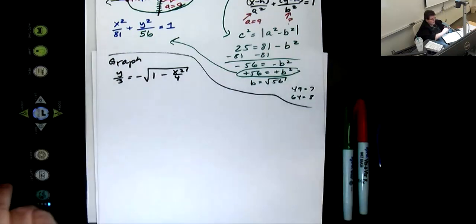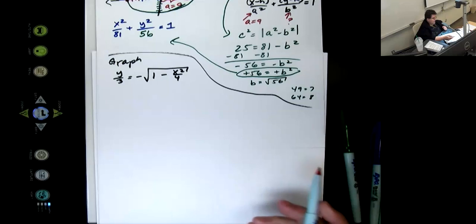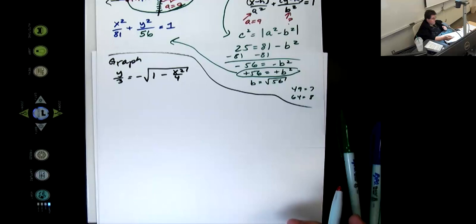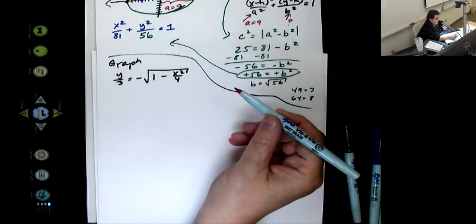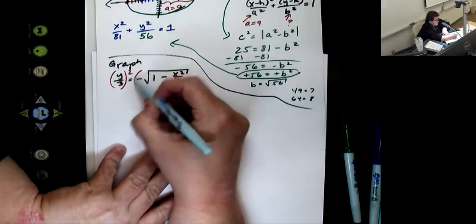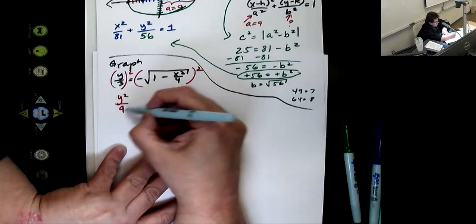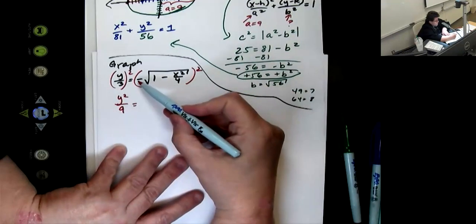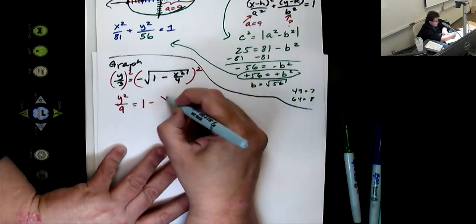Now, if you see something crazy like this, you might be inclined to say forget all that, this looks rough. And if you really need to do this on a test, you might say, okay, I'll just plug in some values for x and see what I get. When you have a square root, the better thing to do is square everything and try to see if you can identify a shape out of it. So we're going to square both sides. I get y squared over 9 equals, the negative goes away, a negative times a negative is positive, the square root goes away, and I get 1 minus x squared over 4.